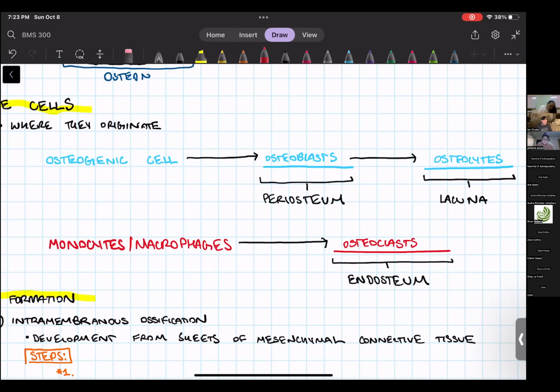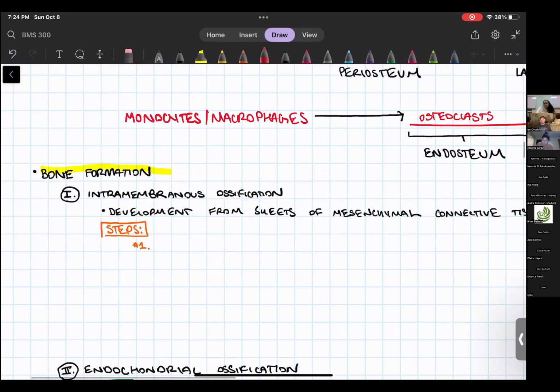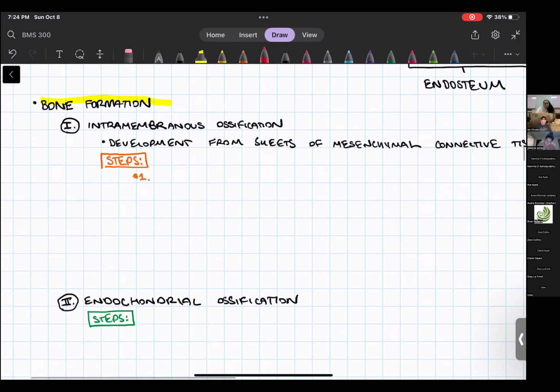Cool. Any questions so far? If not, I'm going to move on to our very fast breakdown of bone formation, and then we'll go through bone remodeling, and then that's kind of it for skeletal.